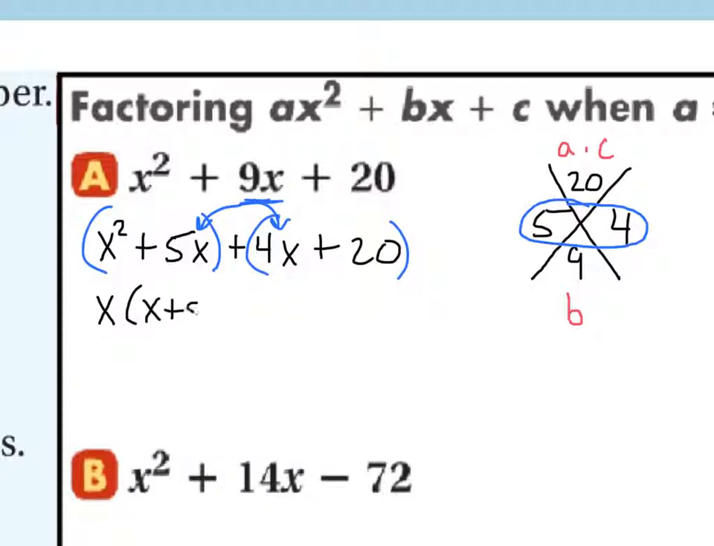In my first group, I can factor out an x, which leaves me with x plus 5. In the second group, I can factor out a 4, which leaves me with x plus 20. No, x plus 5, because when you factor something out, you've got to factor it out of both of those terms. You can't just take the 4 out from the 4x. You've also got to take the 4 out from the 20. So this is x plus 5, which we can now factor out in front.